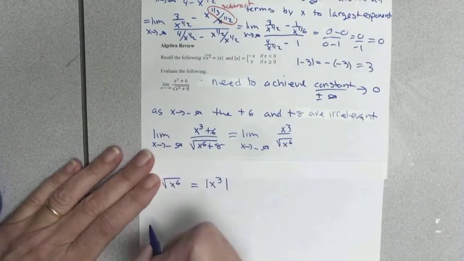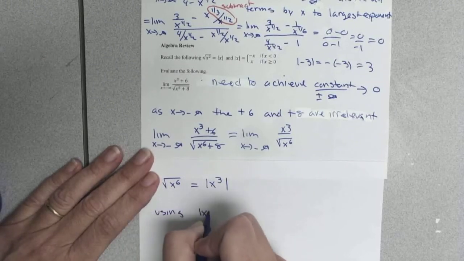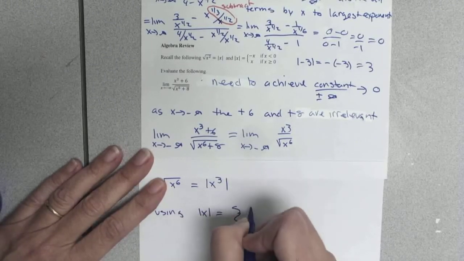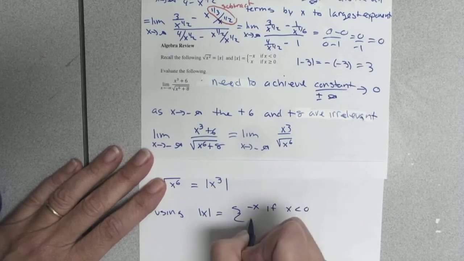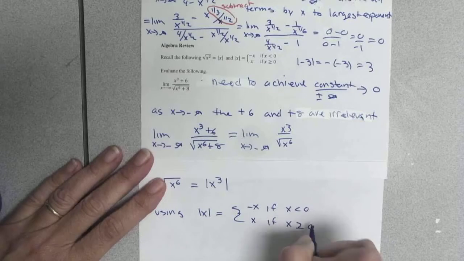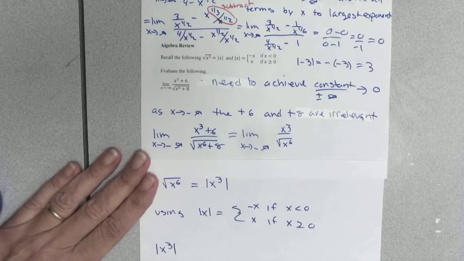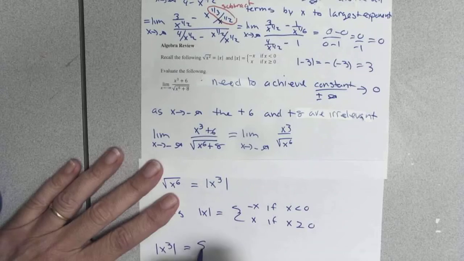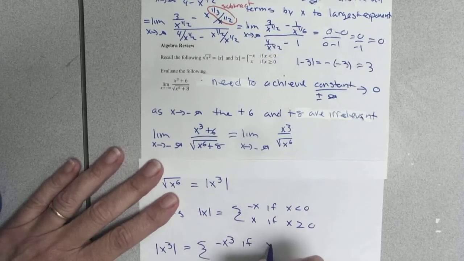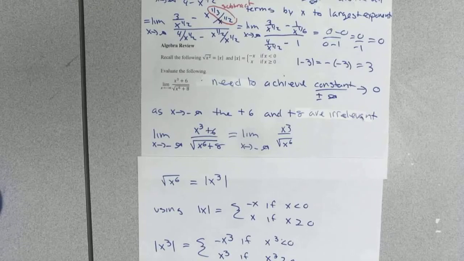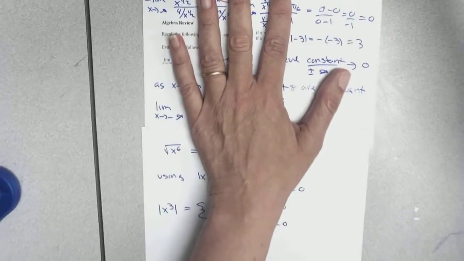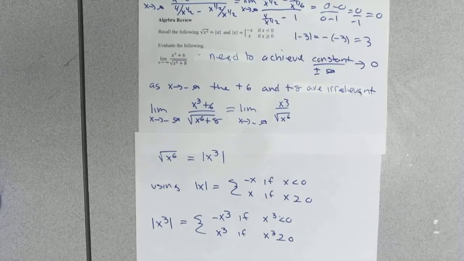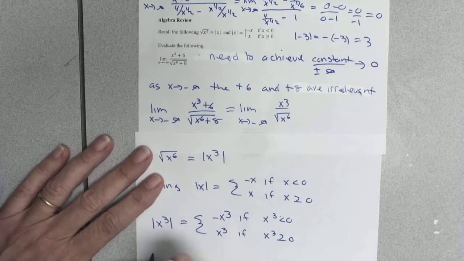So using my definition, the absolute value of x is negative x if x is less than 0, positive x if x is greater than or equal to 0, the absolute value of x cubed would be negative x cubed if x cubed is less than 0, or x cubed if x cubed is greater than or equal to 0. I can just take my official definition for absolute value, and instead of writing an x, write x cubed. Now I have to pick which one I want to use.